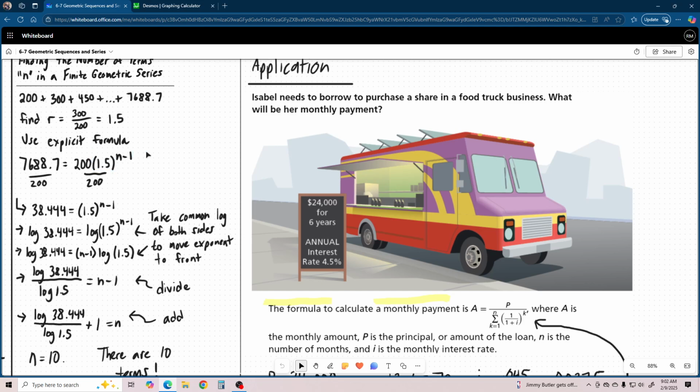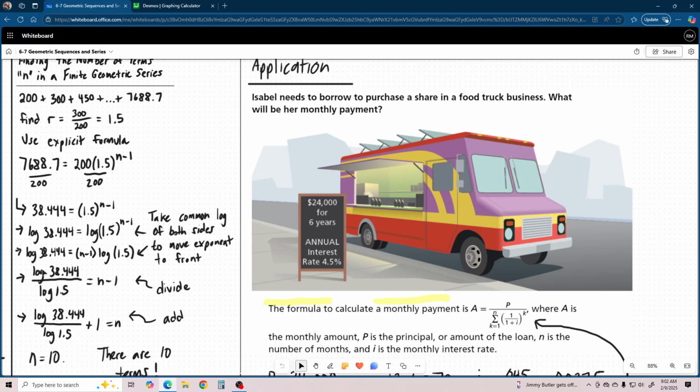So if we have this function, the first thing I've got to do to get this n by itself is divide by 200. So I'm going to divide both sides by 200, and that's going to give me 7,688.7 divided by 200, which is 38.444, and this equals 1.5 to the n minus 1. And oh my gosh, we have a variable in our exponent. How can we deal with that? We use logs.